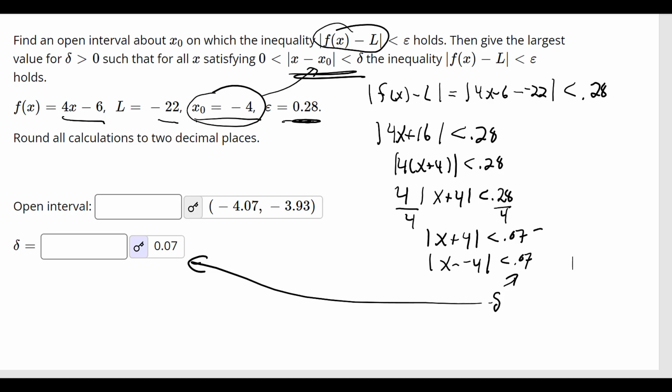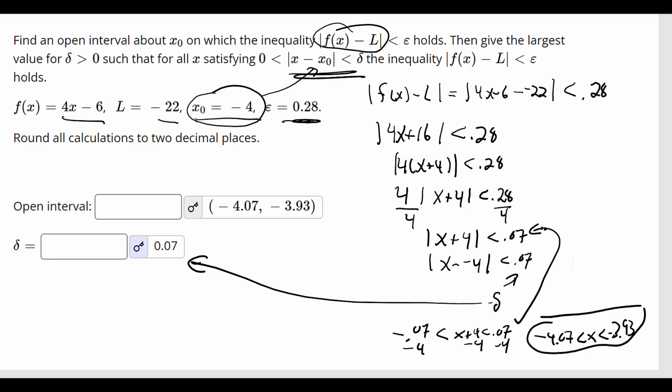So from this step here, we'd have negative 0.07 is less than x plus 4 less than 0.07. And if we subtract 4 from all the parts, we get negative 4.07 less than x less than negative 3.93. And that's the interval that they show here. Hope that makes sense.